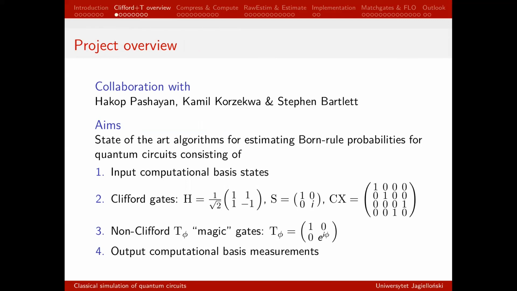So this is a collaboration with Camille, Jakob Pashayan, who is currently in Sydney, and Stuart Bartlett, who's also in Sydney. And the aim is we want to come up with an algorithm for doing approximate strong estimation of Born probabilities for circuits made of these gates, Clifford and T. And state of the art means we want to be better than anyone else. Basically, we want to have an algorithm that's better than anyone else has made so far. And as a spoiler, we succeeded.